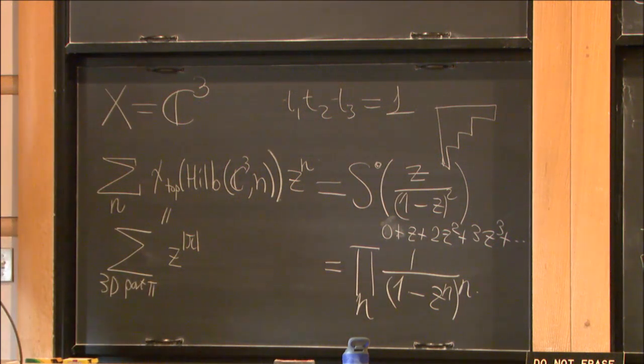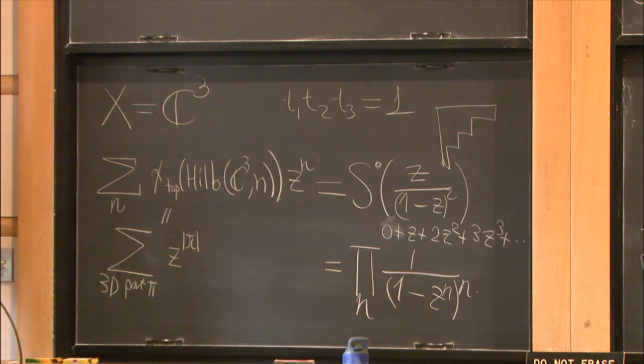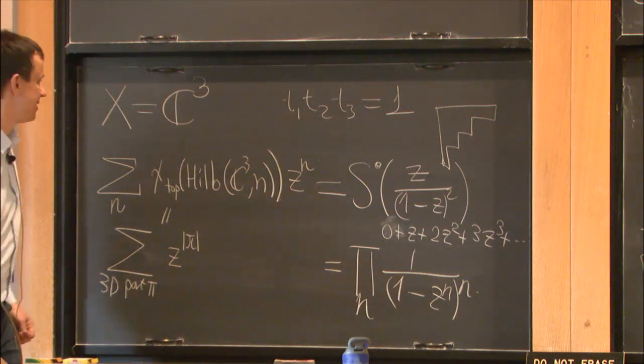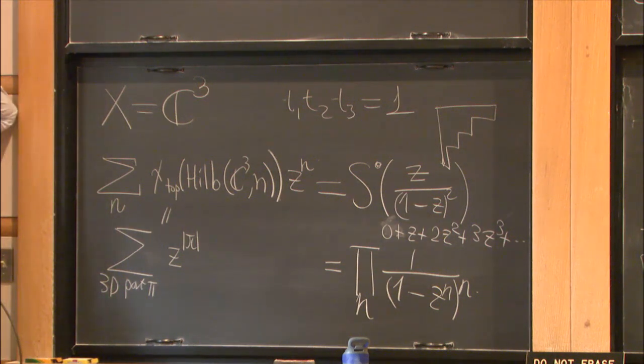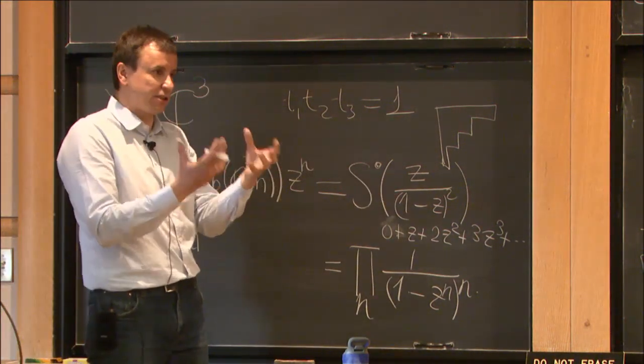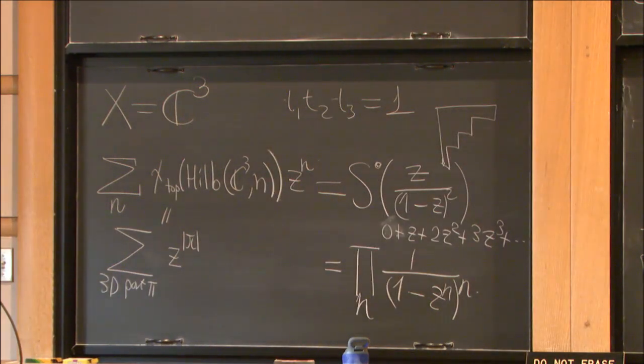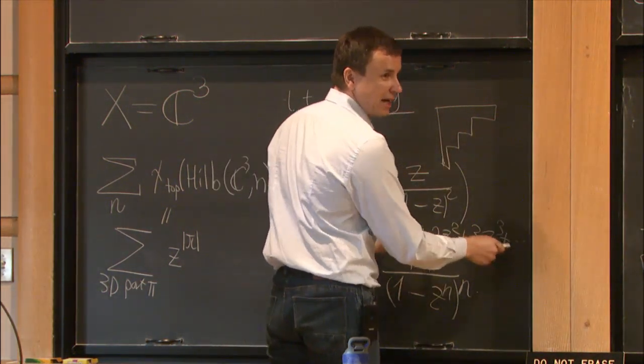That makes sense? Sorry about that. Maybe a question at this point? Naive question: you've got a bunch of numbers, but then you're somehow thinking of it as a vector space or something. No, this is a character. So you think of z as an element in a group. And that's written as a character here. This z sits as some element in some group, and what you have is a representation, and this is a character of that representation. That character says you have weight n with multiplicity n.